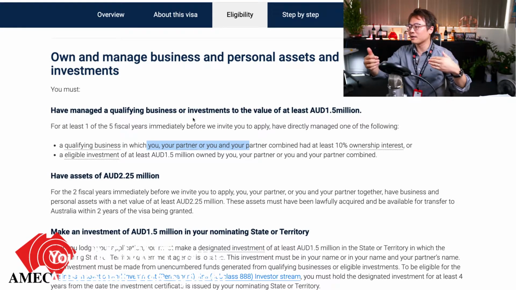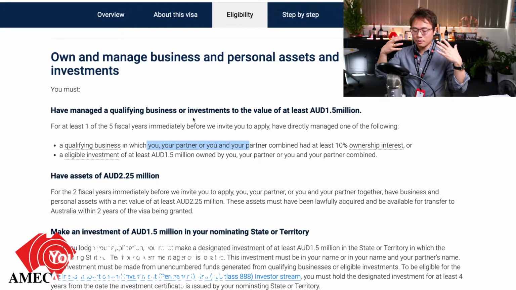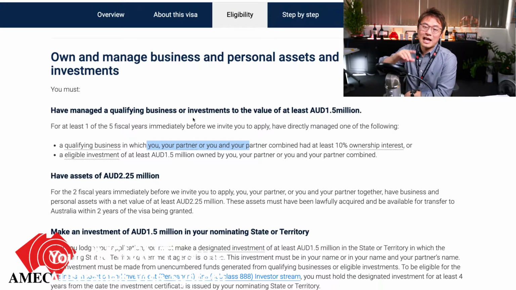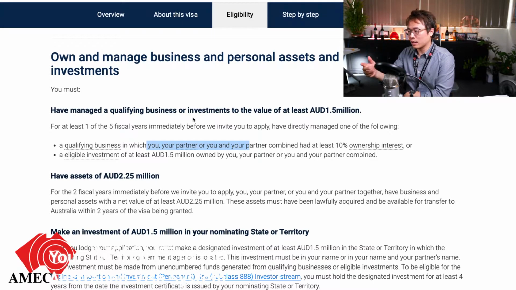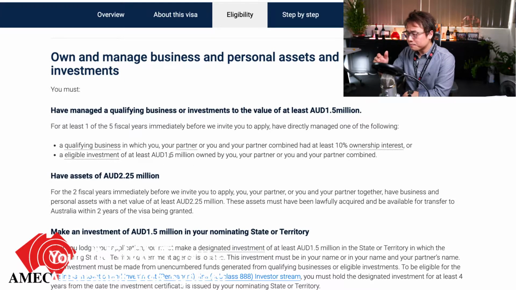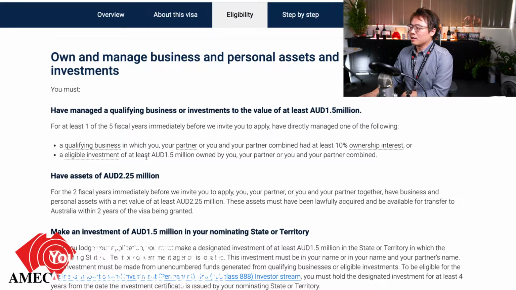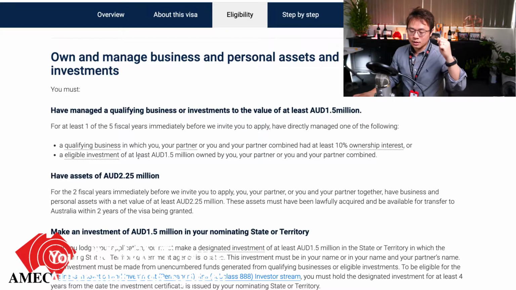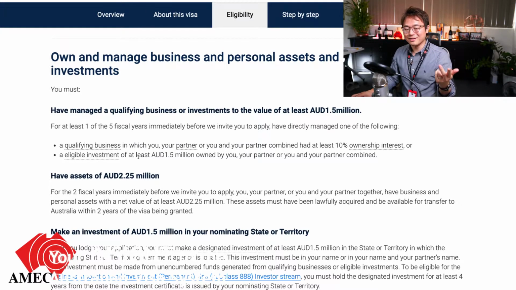So it's all combinations. You can pick one, or you can provide two anyhow. Okay, but at least you need to provide one or the other. And the other one is that you need to provide that at least that year you are actually managing an eligible investment.